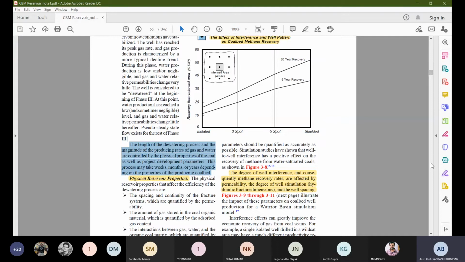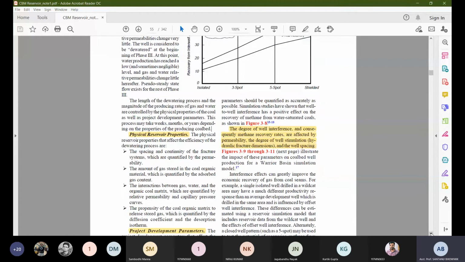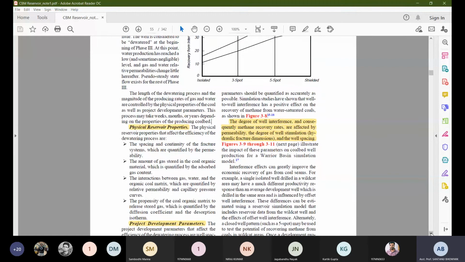Now come to the physical properties. What are the reservoir physical properties? As I have mentioned earlier, they are the coal properties and the reservoir properties together, the reservoir conditions.